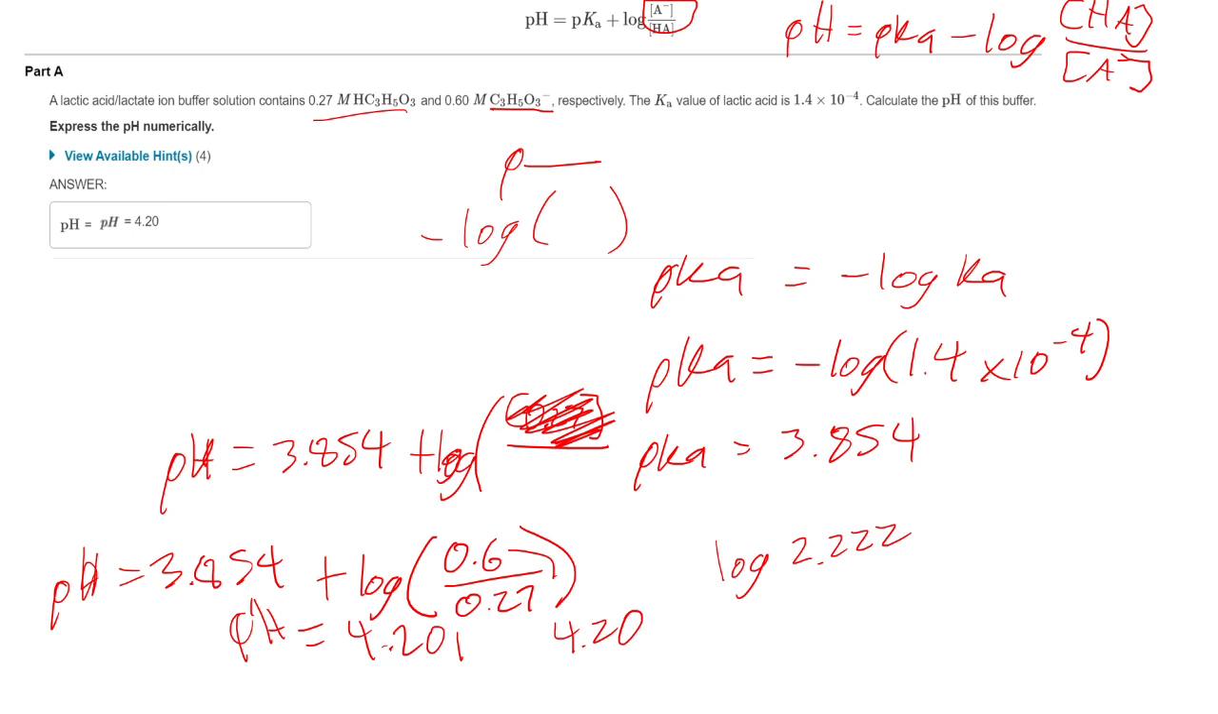You can switch your computer or phone to scientific. And then you can take the log of 2.222, and that would give you 0.34678. Make sure you always keep a few extra sig figs so that you don't get rounding errors that compound. You're going to take that answer that you got from the log, that's 0.34. You're going to add 3.854, and that would give you your 4.20.